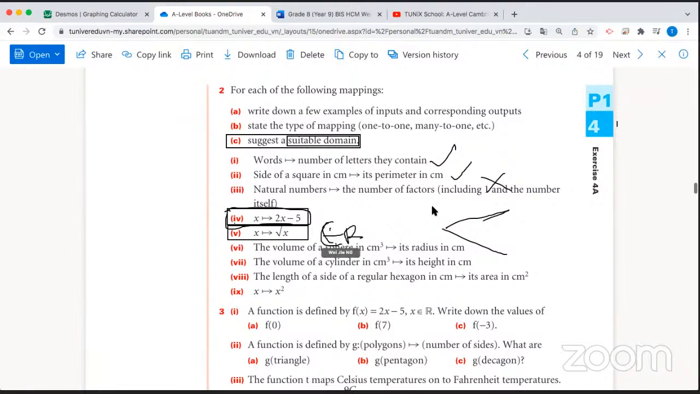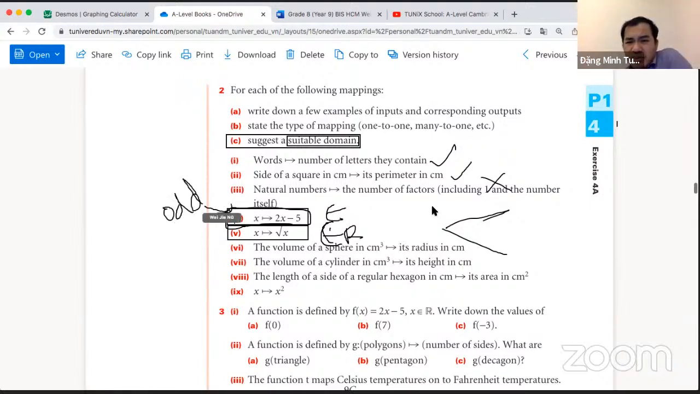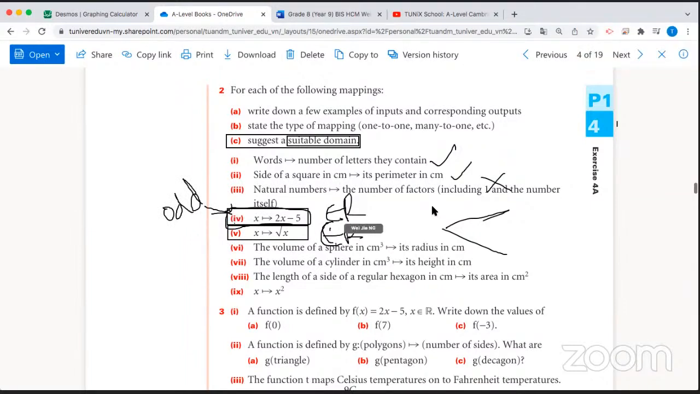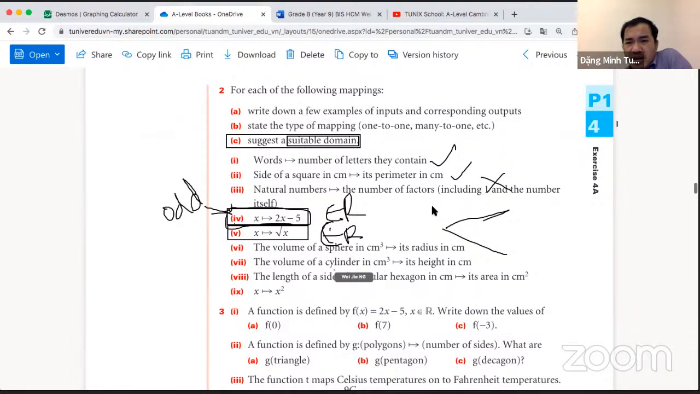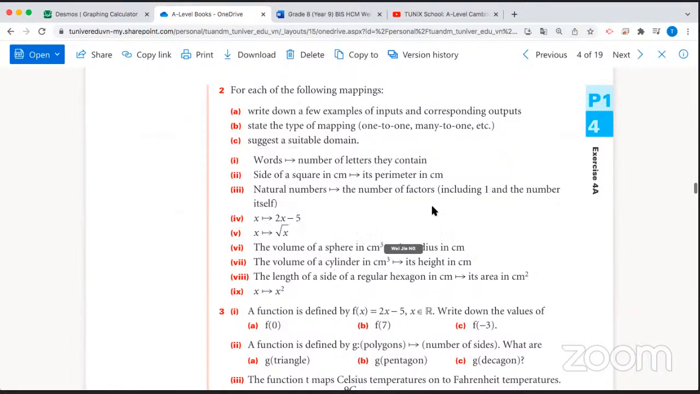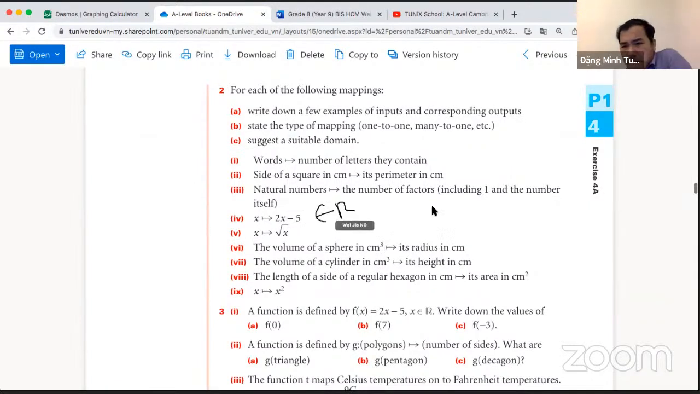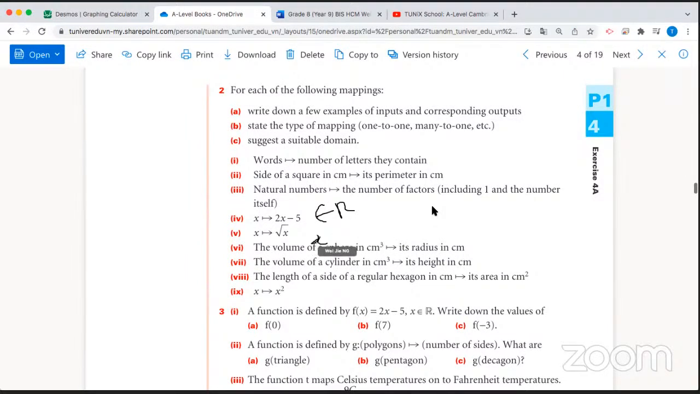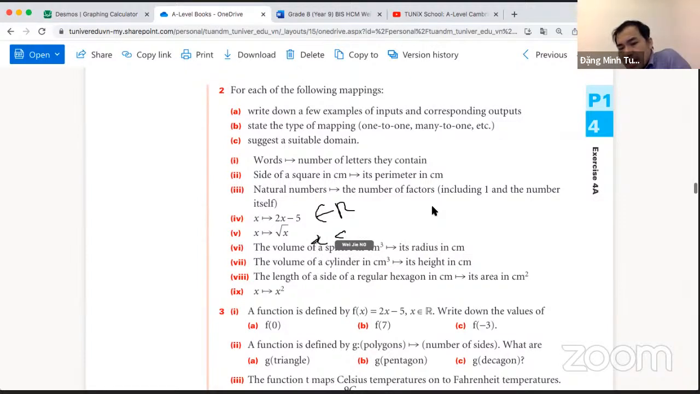Number 4, for any real number, yes. And for the fifth one, x must be non-negative, no negative, that means x greater than or equal to zero. That's the domain: x greater than or equal to 0. Yeah, that's right.